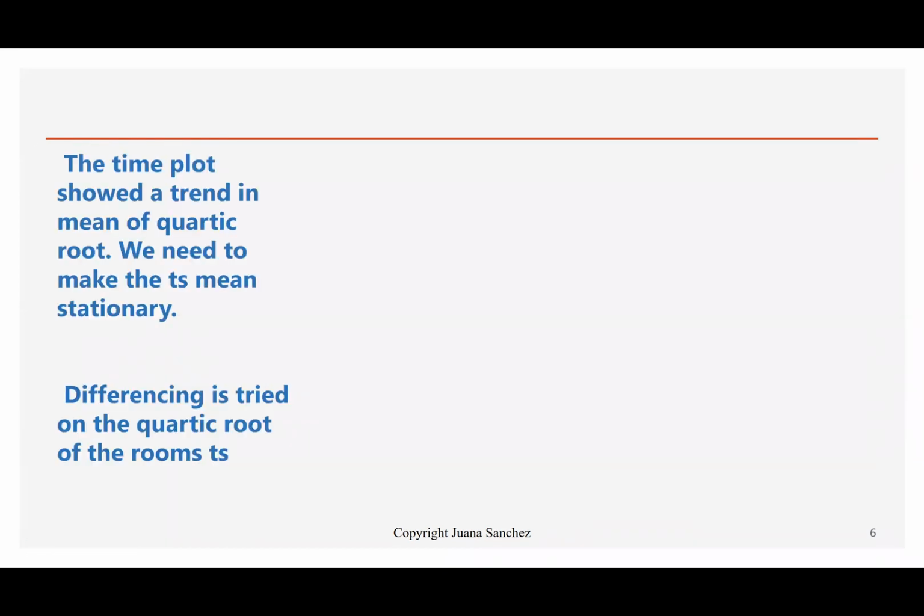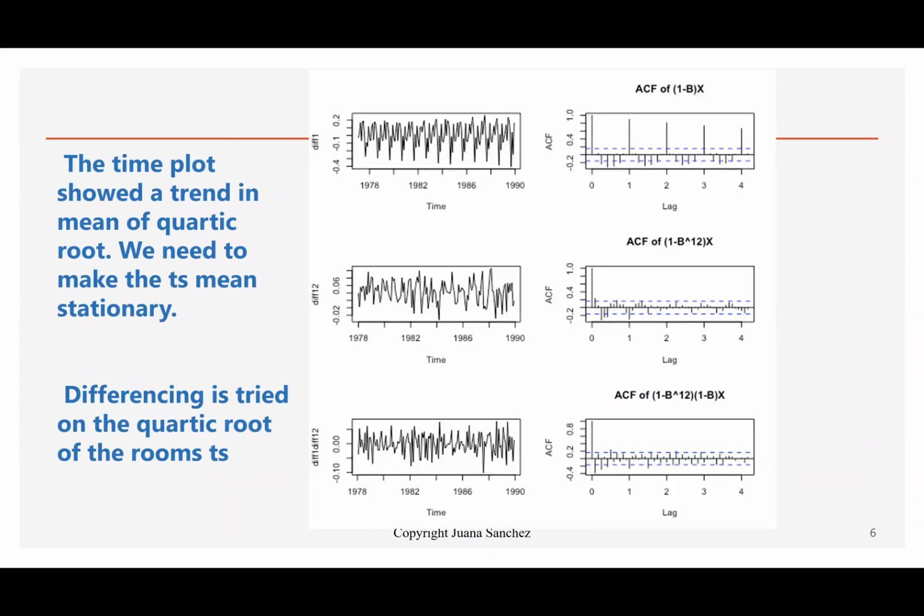I'll remind you. Now the time plots showed a trend in mean of the quartic root, so we need to make the time series mean stationary. We tried different differences. And notice how I'm writing the differencing now: I'm writing it already in polynomial form to prepare you for the algebra that's coming your way. So this is the first order regular differencing. The second is the seasonal only, first order differencing, and this is the seasonal differencing of the regular differencing. And now I have a question for you: which one would you choose?